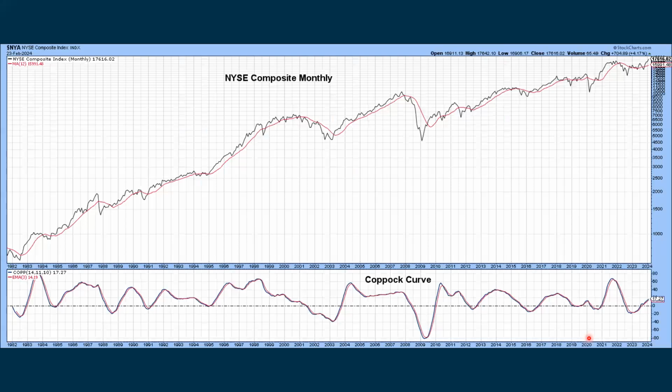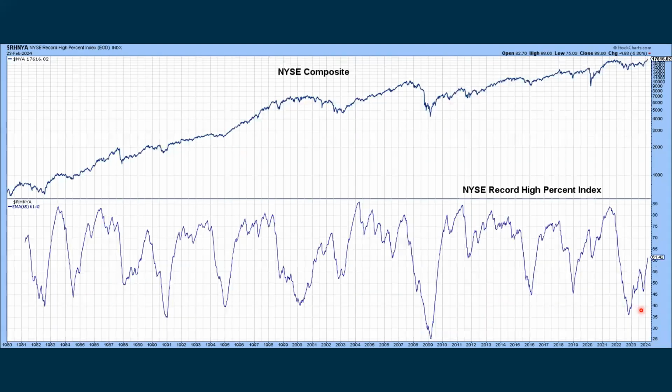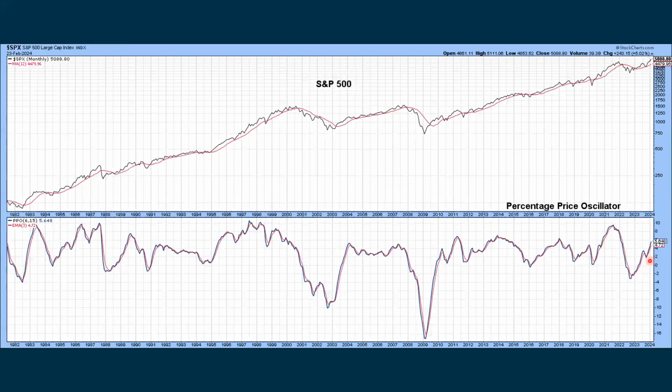This is a monthly chart of the NYSE on top with a moving average showing that we are in a longer term uptrend. We look at the Coppock curve, which is another momentum oscillator. That is also positive. There's a daily chart with the NYSE and then a thing called the NYSE record high percent index. When this is going up, that's positive for the market. Then we look at the S&P, which is also, this is a monthly chart, and it's above the moving average. So longer term, we're still positive, and the PPO continues to go up.